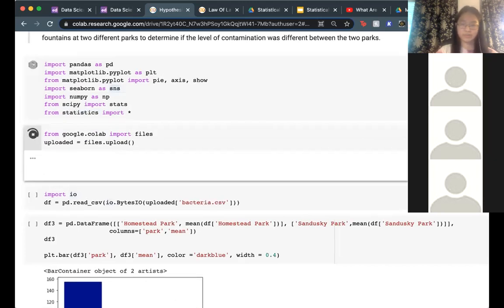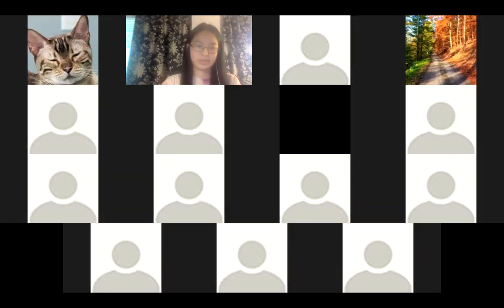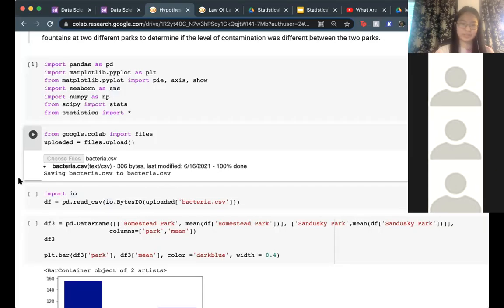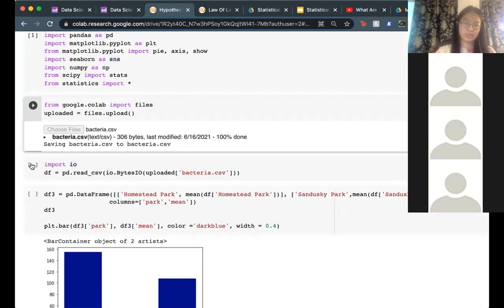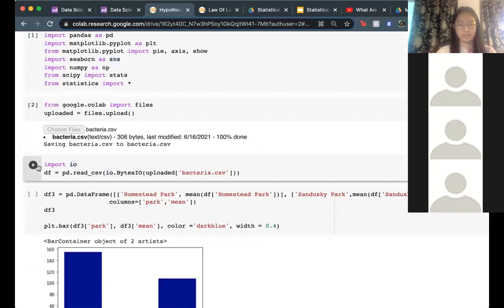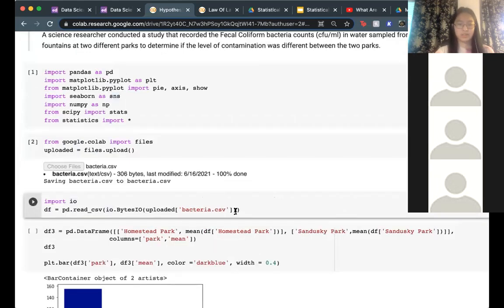Upload your file. If you remember, we have that bacteria.csv file here. Remember to upload that. Once again, very UI friendly. For those of you who haven't done it before, you just click it, and that's pretty much it. Then make sure to do that. It'll assign that bacteria.csv into a data frame.